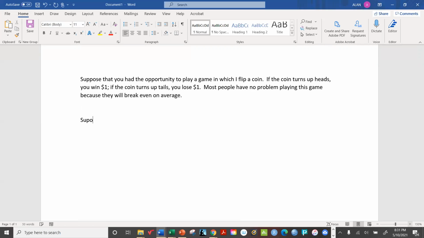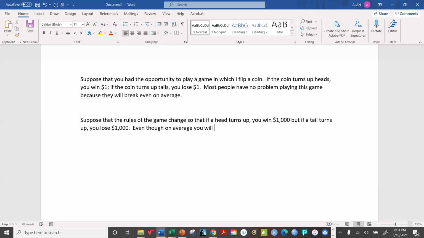Suppose that the rules of the game change, though, so that if a head turns up, you win $1,000, but if tails turns up, you lose $1,000. So even though, on average, we'll break even in this game, a risk-averse investor would refuse to play. Why?